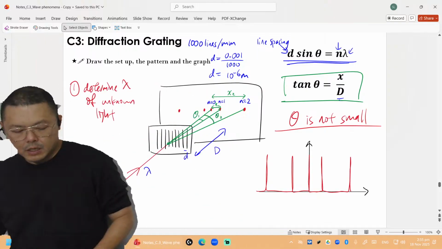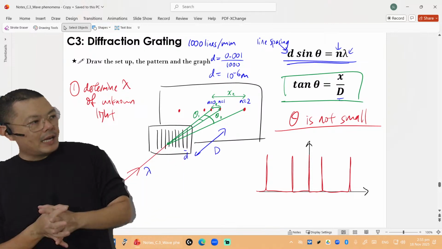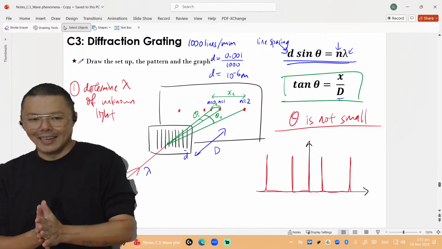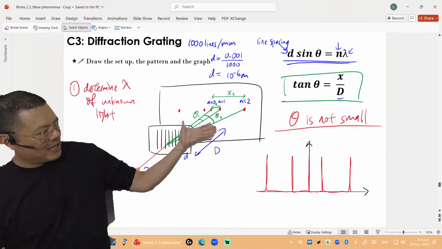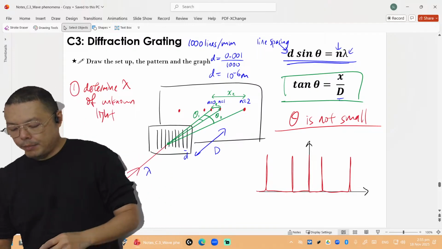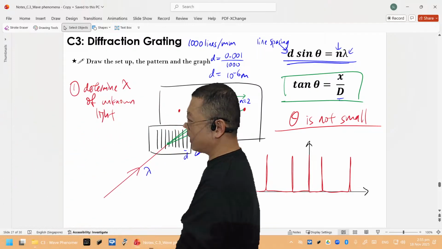Okay. Diffraction grating will come back again in E1, E5. Yeah. Right. So it's important that you know what's the use of it. Right. First, it helps you to find the wavelength of an unknown light.